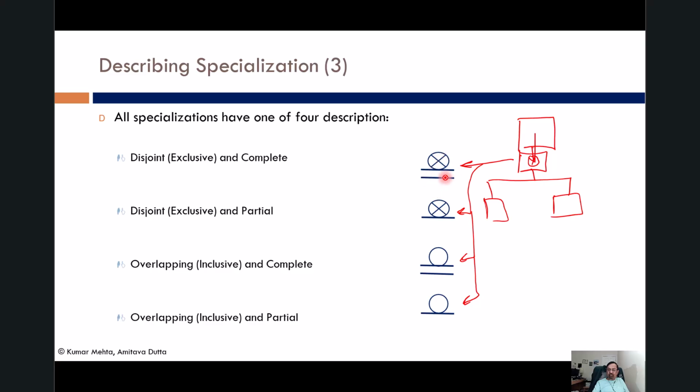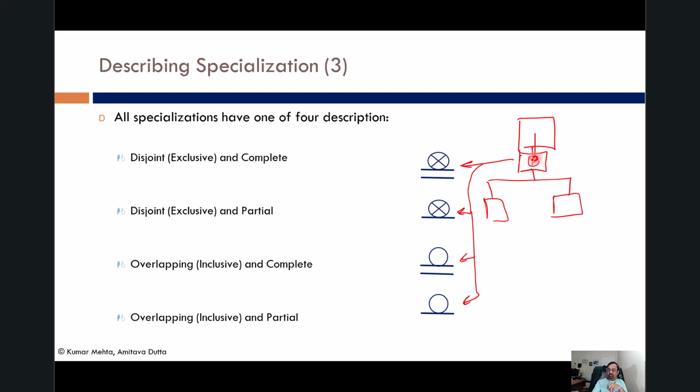Two horizontal bars means the specialization is complete, meaning if I look at any instance of the supertype, it must belong to one of the subtypes. So the specialization is complete. Exclusive means if I pick an instance of a supertype, it belongs to one subtype and one subtype alone. There is no overlap between the subtypes. Okay.